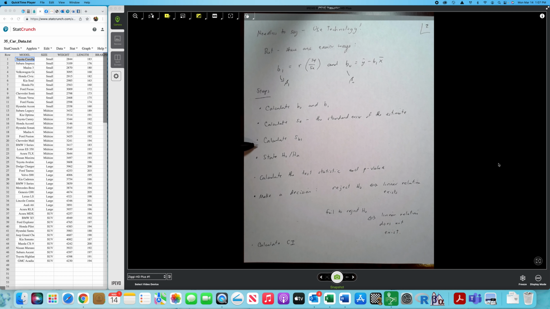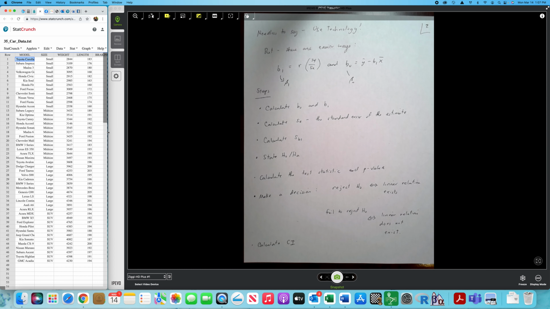The next thing we do is calculate the standard error for the sampling distribution of B1, state the null and alternative hypotheses, calculate the test statistic and p-value, make a decision, calculate the confidence intervals, and then on the back I'll show you that we have some rules for actually using our model to make predictions. So let's get to it.